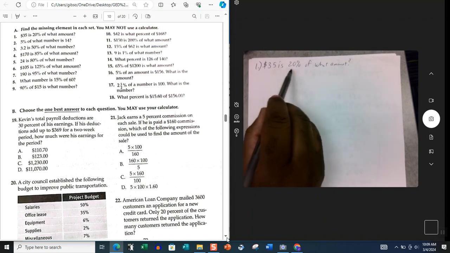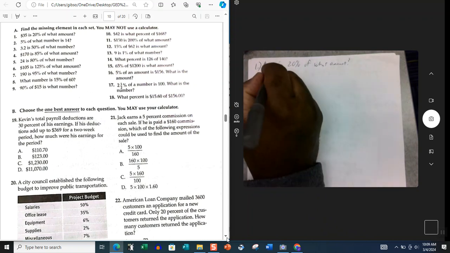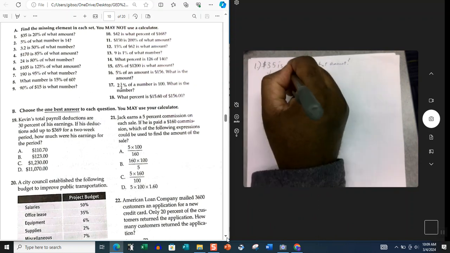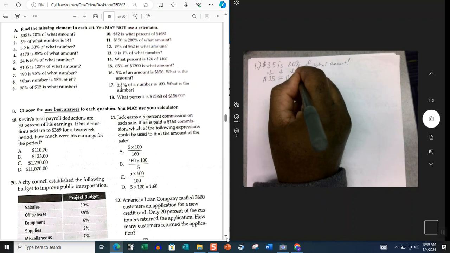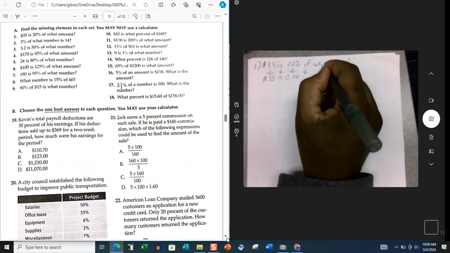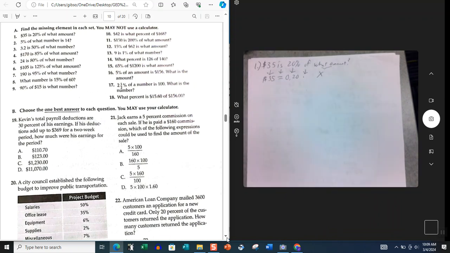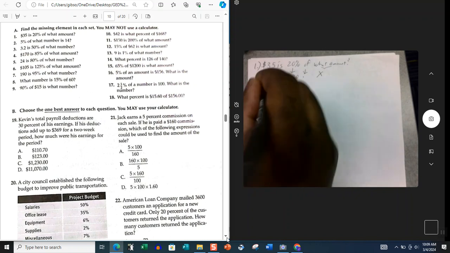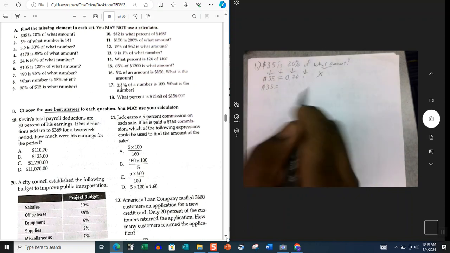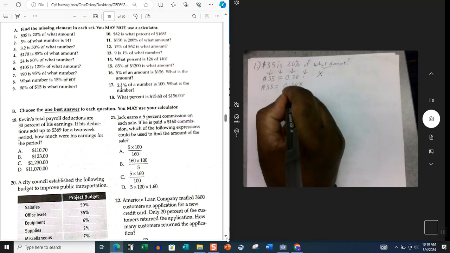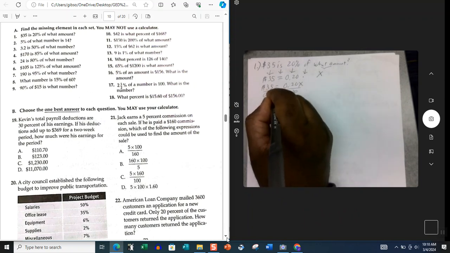It says $35 is 20% of what amount? So we'll rewrite: the $35, "is" means equal. 20% we'll change to a decimal, which is 0.20. "Of" means multiplication. And "what amount" is just your x. So we will have $35 is equal to 0.20 times x, which is 0.20x. Now we have to get x by itself, so we'll divide each side by 0.20.